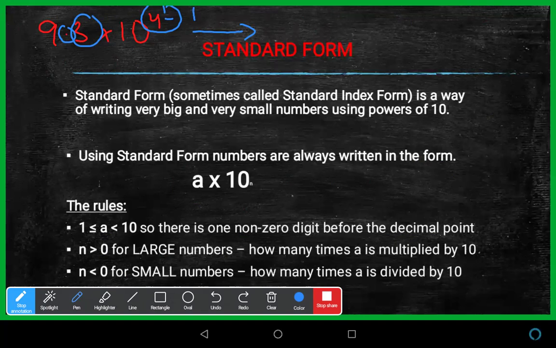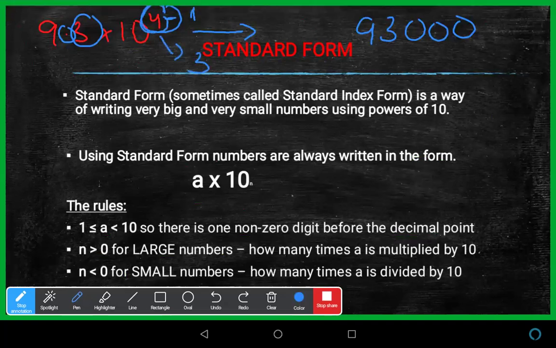So it will become 3. You don't need to write 3. Just need to do rough work and the power will be minus 1. So it will become 3. So the answer will be 93000. Remember that. Because you subtract one power, the power will become 3. So you just need to write 30. So it will convert the standard form value into the ordinary number. This is how we can convert standard form into ordinary number.